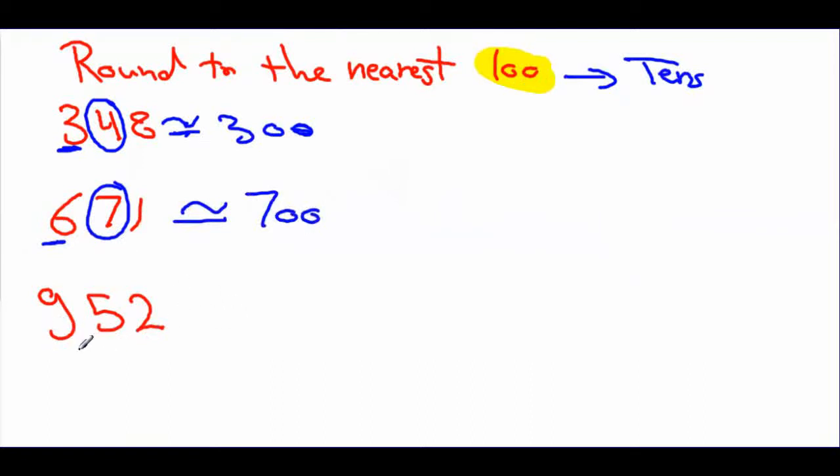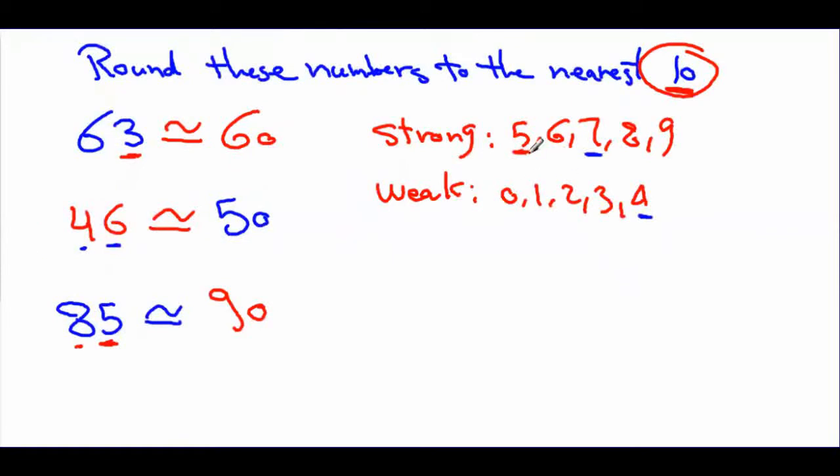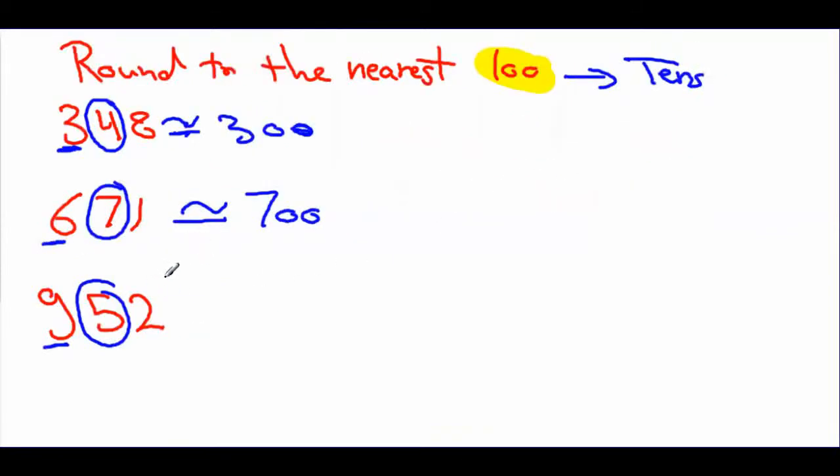And the last example here is 952 rounded to the nearest 100. I should take care of the tens. 5 is from the strong numbers. So it will let me move to the next multiple of 100. After 900, I say 1000. So 952 rounded to the nearest 100 is 1000.